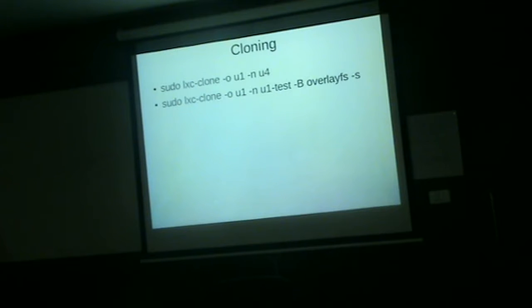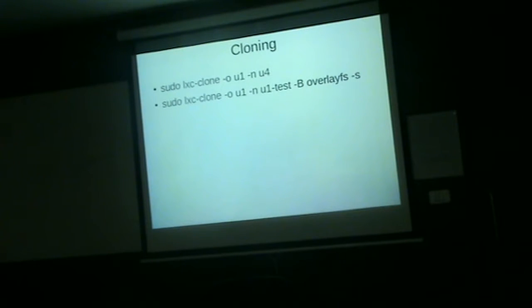So you can clone containers as well. Instead of creating new containers from the templates, you can just clone them using these commands. The first command is just cloning the U1 template and creating a new one called U4. This is good if you have some production container and you want to do some testing. You just clone it and then do all your testing in the U4 container, and then you can replicate those changes in your production environment.